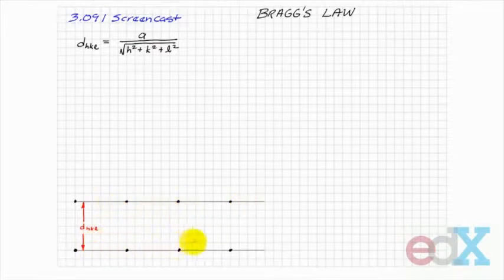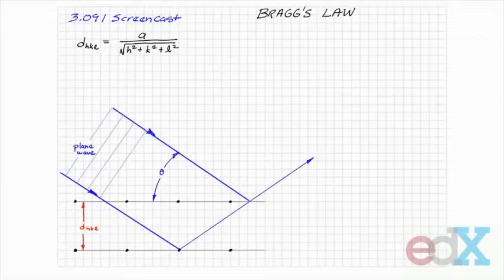This is just two planes. The indices for these planes are H, K, and L. We know that the planes are separated by some distance, and that distance is given by this formula. How do I know whether there's constructive or destructive interference? Well, let's just show some rays hitting this crystal. So here's one ray here, and here's another ray. This one's being scattered from the second plane, and this one's being scattered from the first plane.